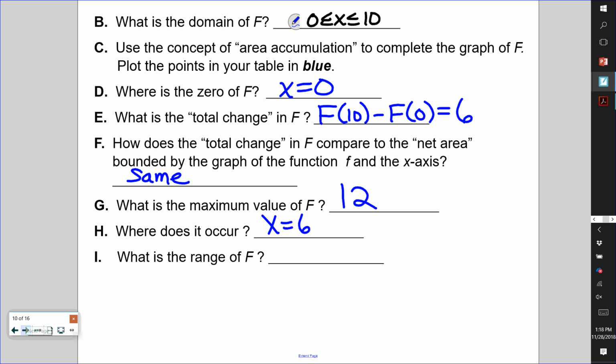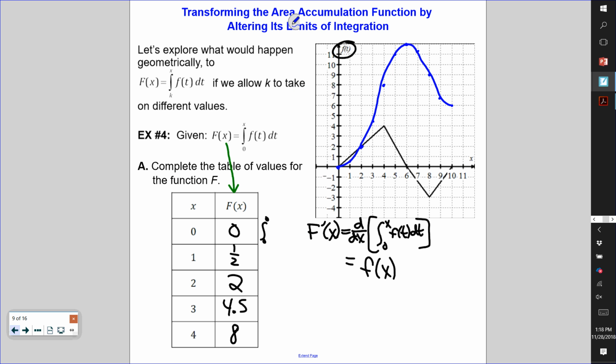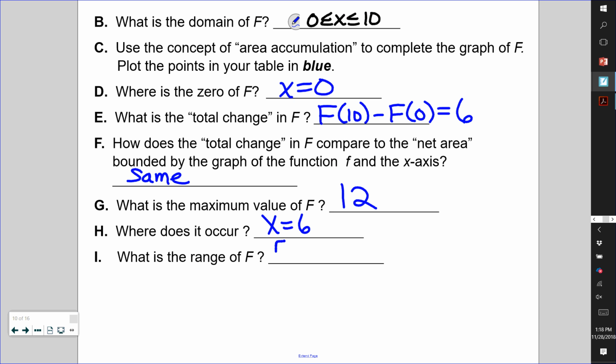And then it says, what is the range of f? So if we look at f, the range is 0 to 12. And I'm just going to use brackets, or you could use y, or you could use capital F of x, or whatever.